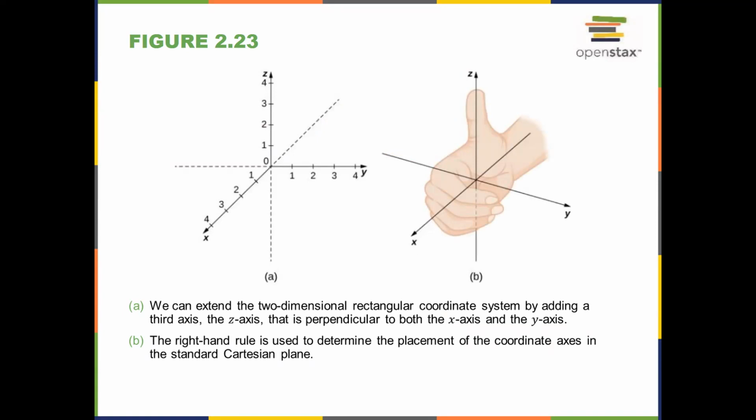So in 3 dimensions, X, Y, and Z. If you've had any physics in high school or to this point, they always teach you to use your thumb, which is kind of amusing to me. But it's a good visual representation of what they're trying to show you whenever you're expanding that Cartesian plane.